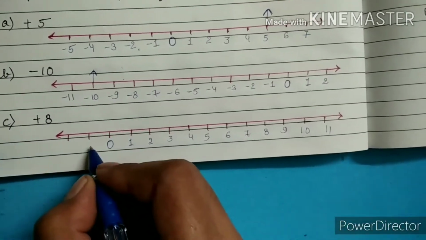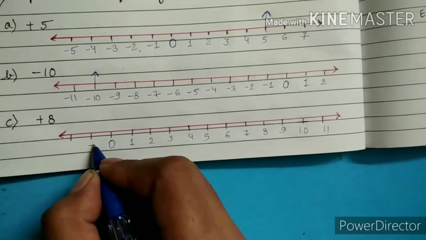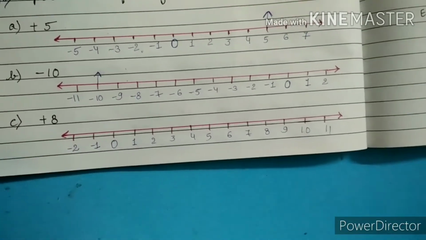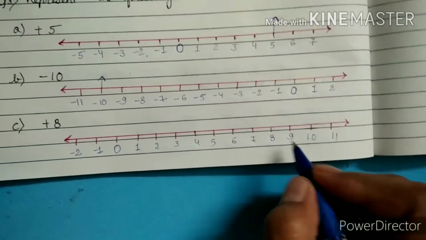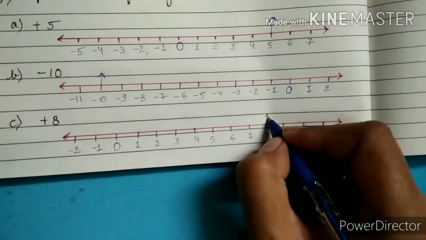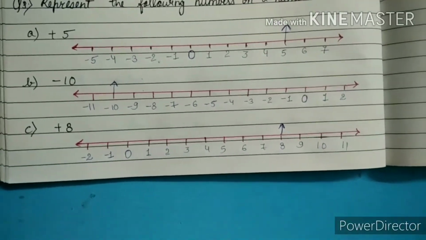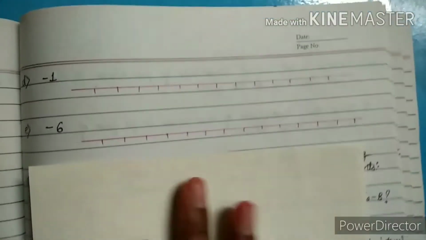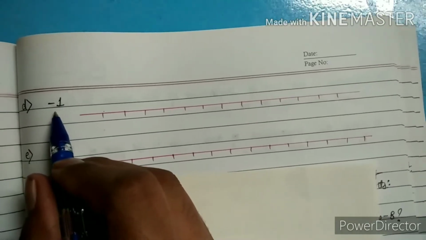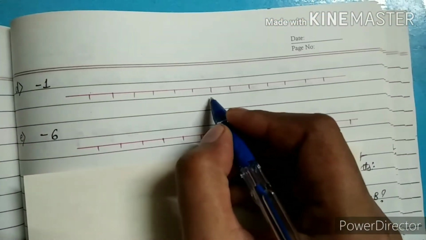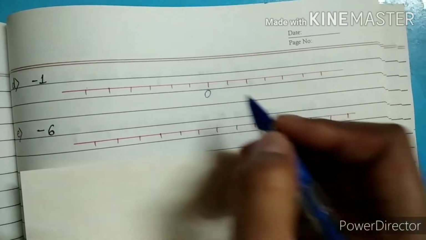Here on the left hand side, the first number before 0 is negative 1, before negative 1 negative 2. Have you seen positive 8? Here is positive 8. The arrow is showing positive 8. D is negative 1. It means negative 1 is just near 0, so we can put 0 in the middle of the number line.